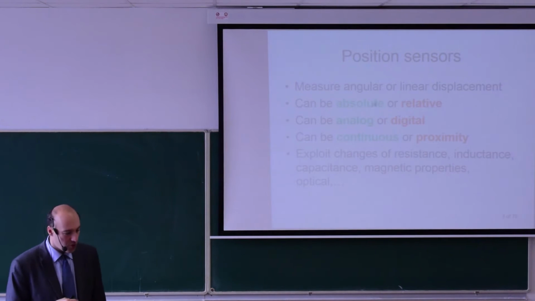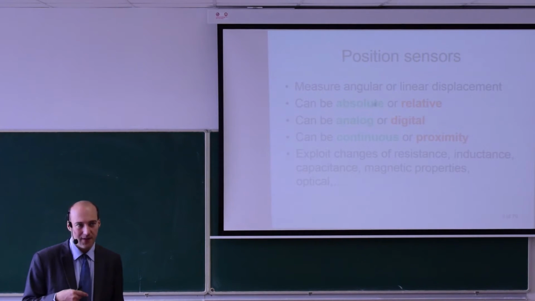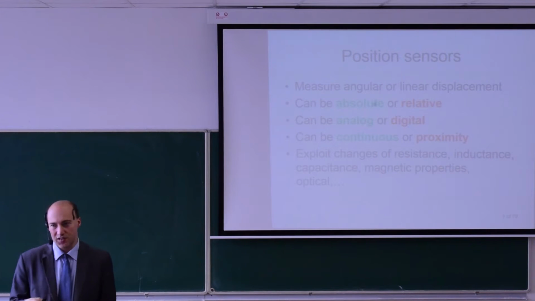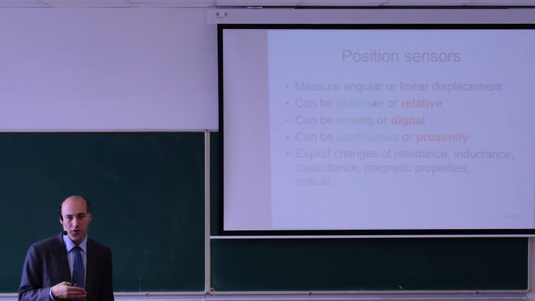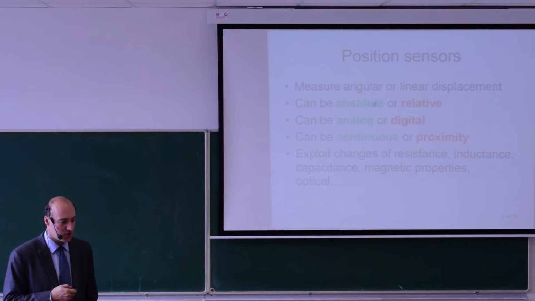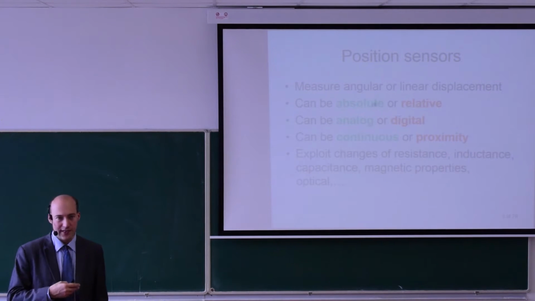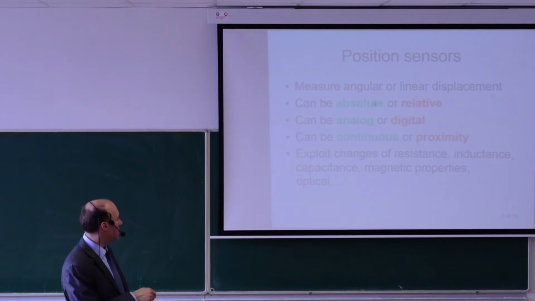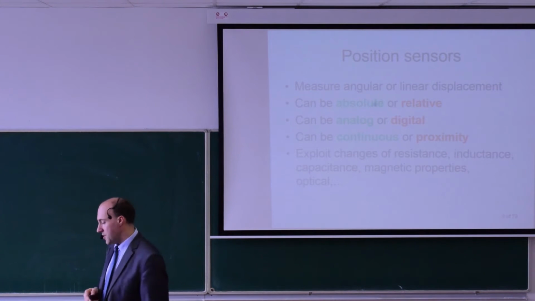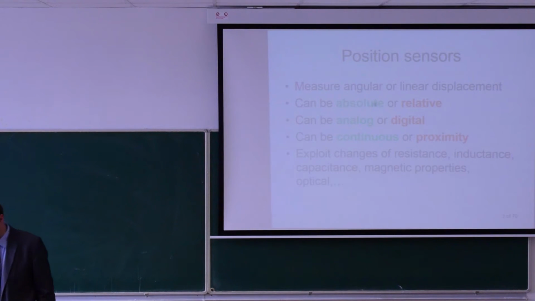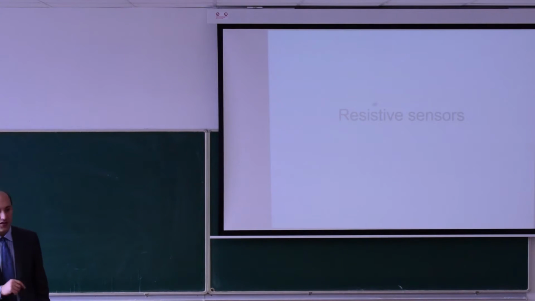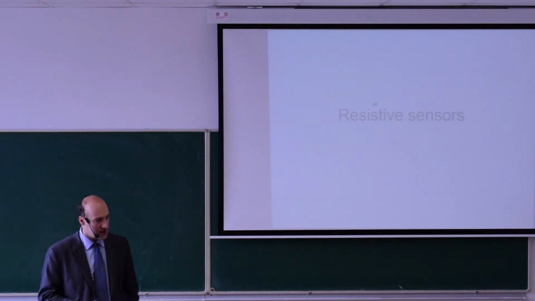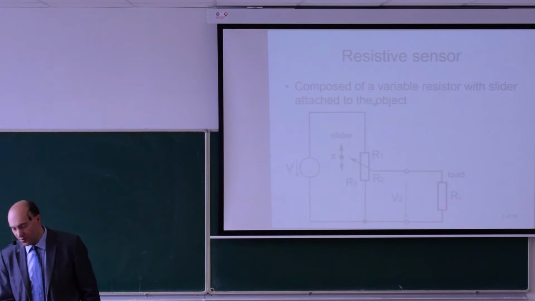The sensors I will show you use the fact that position can be transferred to changes of electrical resistance, capacity or inductance. Today we will discuss only resistance and inductance, and the other principles we will be discussing next week. Let's start with resistive sensors. A resistive sensor is a very simple device.